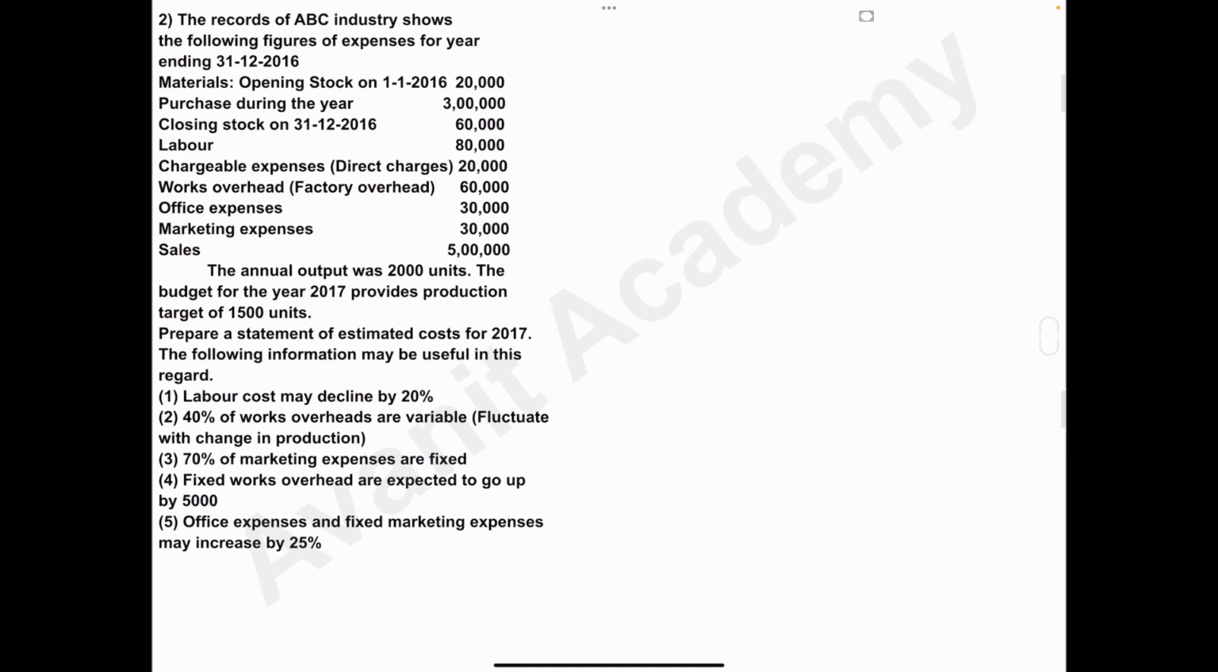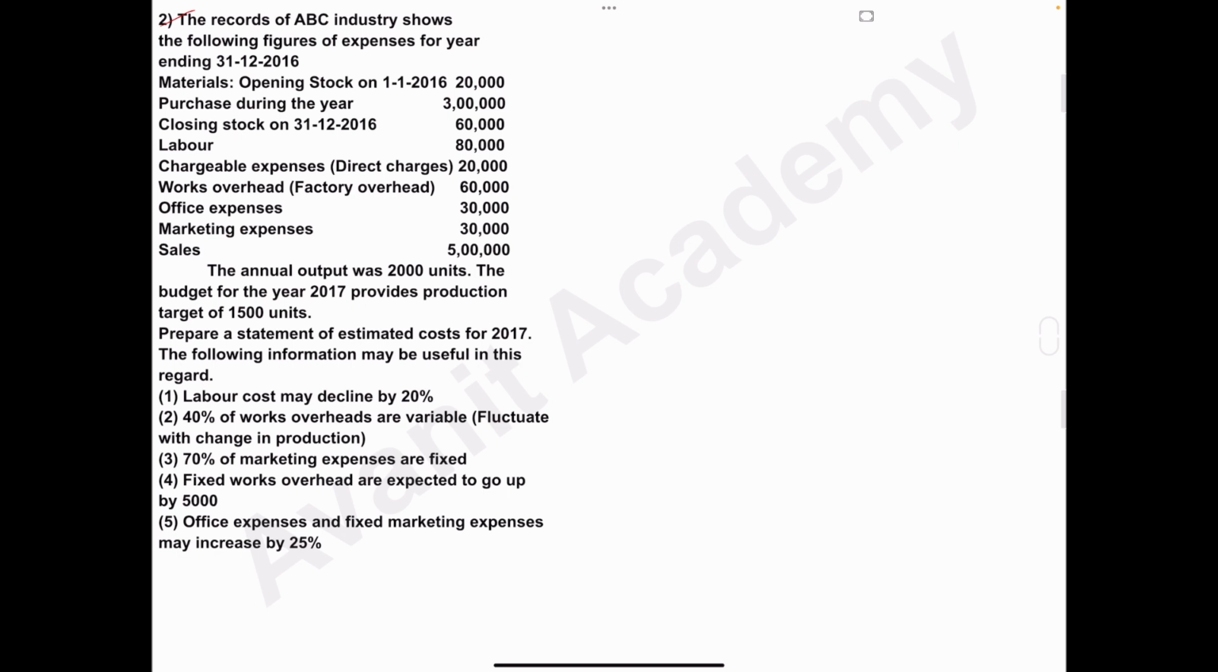In today's class, we'll solve a problem on output cost sheet. That is preparing the two cost sheets. One is the current year cost sheet and the second one is the estimated cost sheet. Let's start problem number 2.